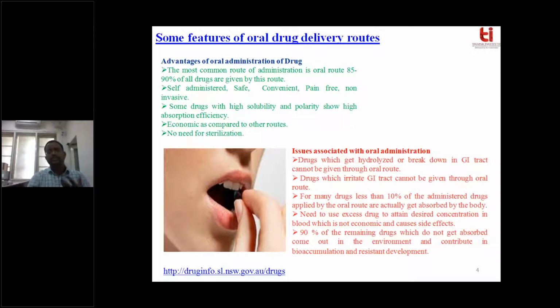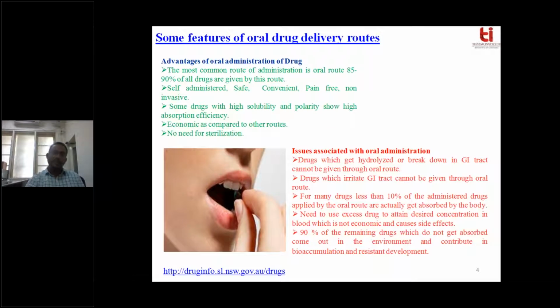And then it's very economic, especially for drugs which are highly soluble and polar. It's not exactly polar, somewhat polar, and can easily permeate the GI tract wall, so they can be easily taken by this route. But the majority of problems are with drugs which are a little less soluble, or have low permeability, or both.